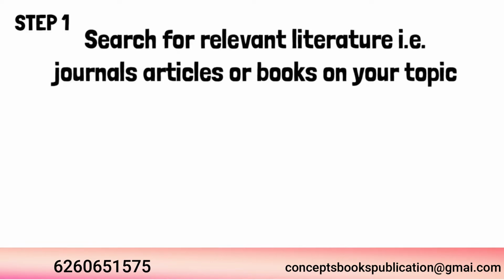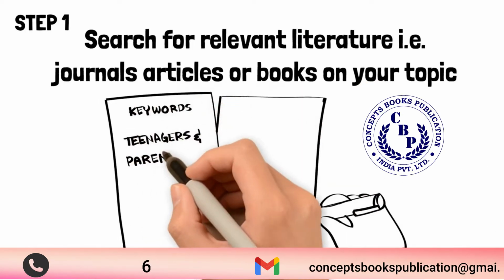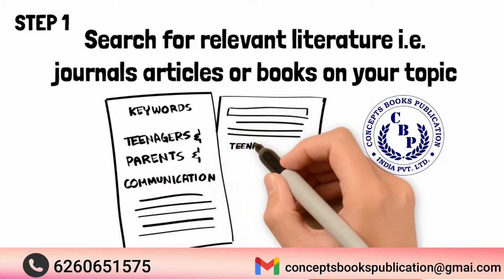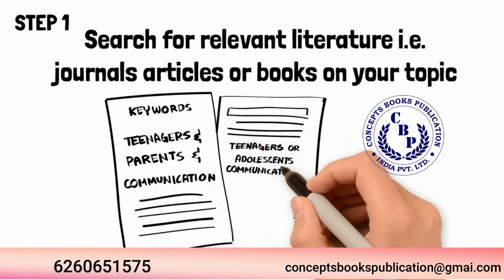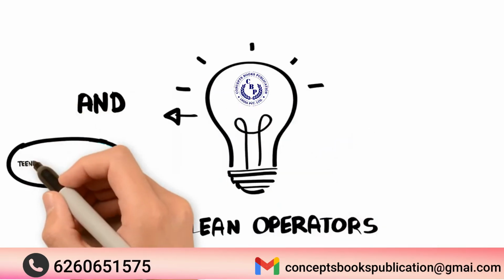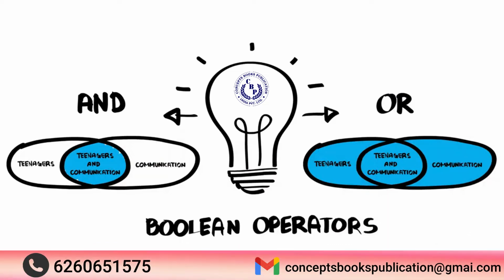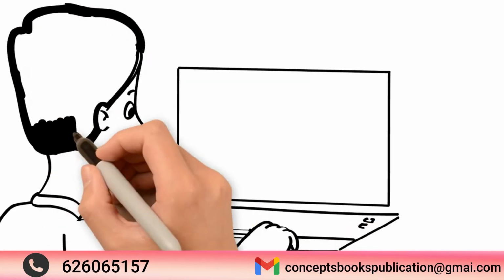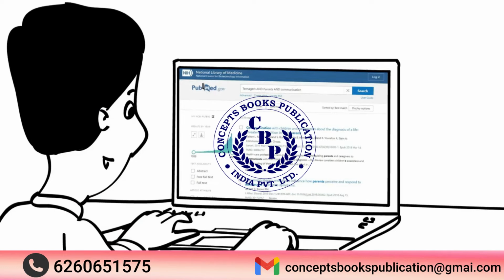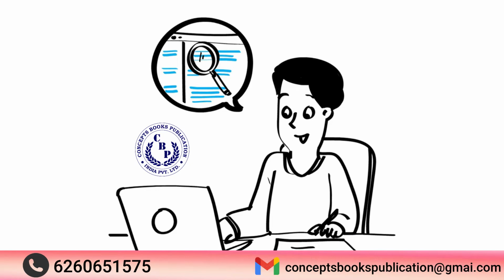Step 1. Search for relevant literature, i.e. journals, articles or books on your topic. Create a list of keywords and phrases for your topic. For example, teenagers and parents, and communication, or teenagers or adolescents communication. And/or are known as Boolean operators. And narrows your search because you must have all of the keywords, or makes it broader because it can include any of the keywords. Search for your keywords or phrases on scholarly databases such as Google Scholar, PubMed or ScienceDirect. None of these databases are perfect. You will find some sources in one that you may not find in another.